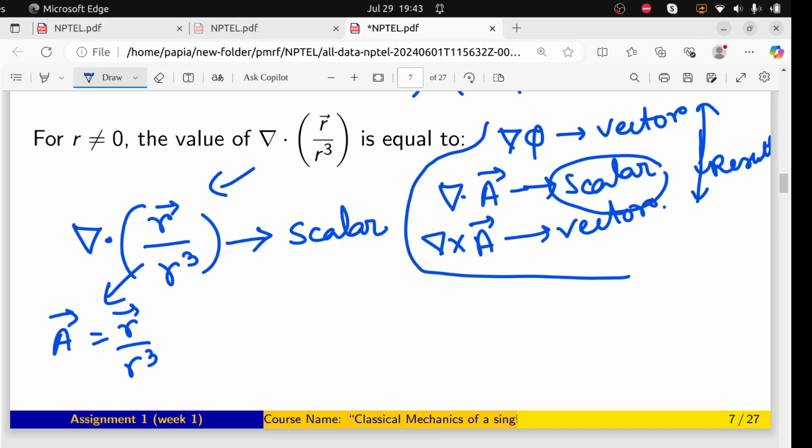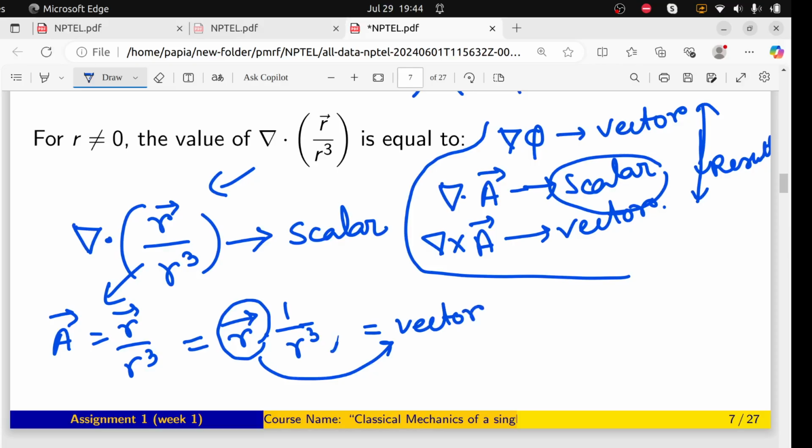Okay. Now you can see this term, r vector by r cube. Can I write it like that, r vector into 1 by r cube? Yes, I can write that, because r vector is something and 1 by r cube is something else. If I multiply these, r vector into 1 by r cube, I will get r vector by r cube. Simple. Now can anyone tell me, r vector is a vector or scalar? It's a vector.